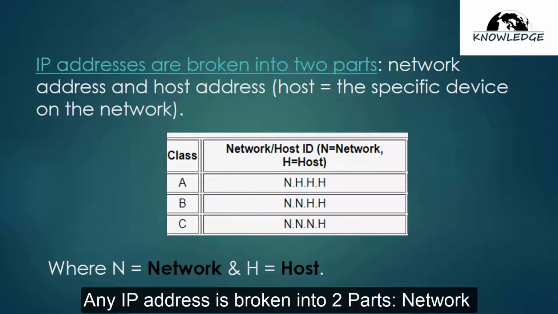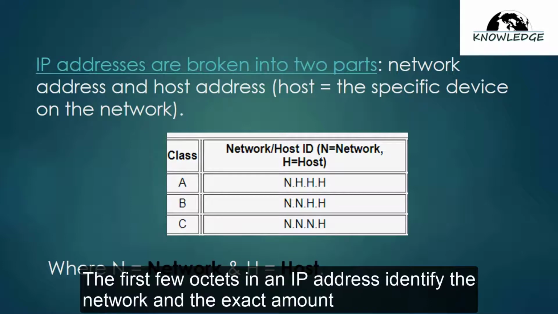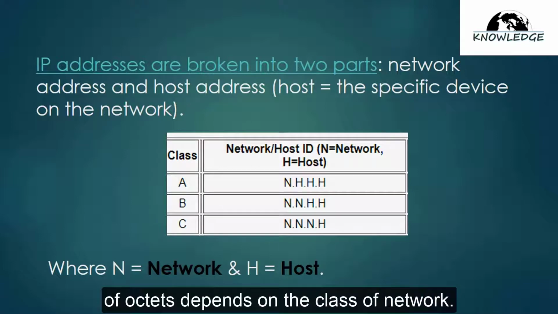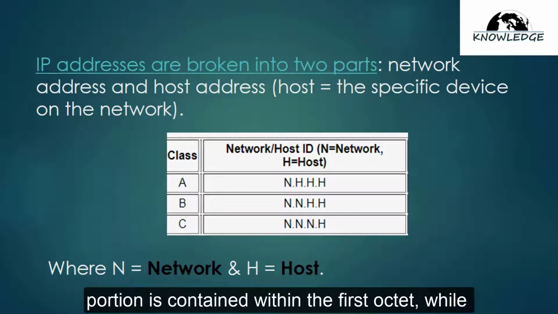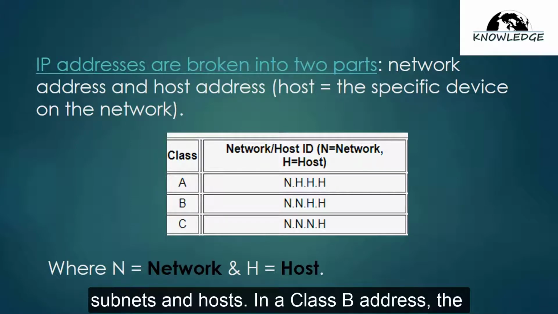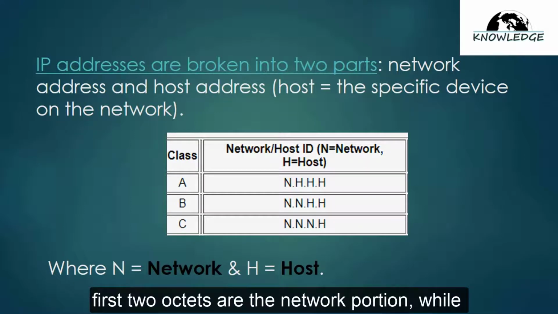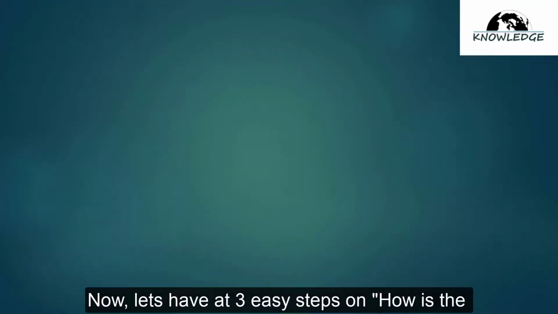Any IP address is broken into two parts, the network and the host. This is where it all comes together. The first few octets in an IP address identify the network, and the exact number of octets depends on the class of the network. For example, in a class A address, the network portion is contained within the first octet, while the rest of the address is used to denote the subnets and the host. In a class B address, the first two octets are for the network portion, while the rest is for subnets and the host.